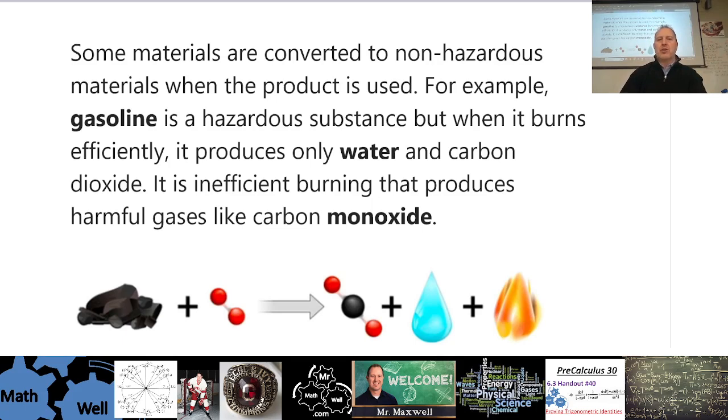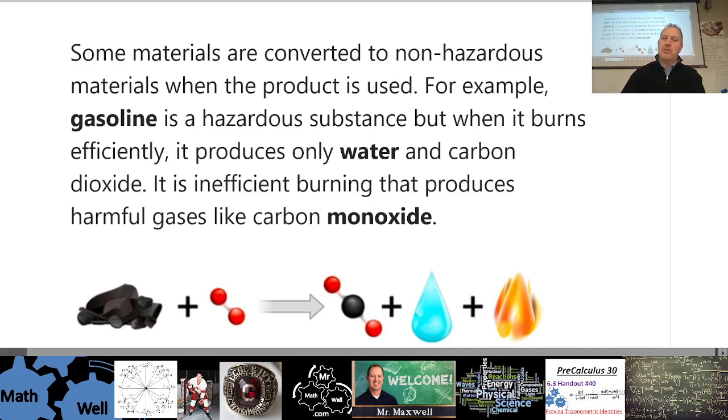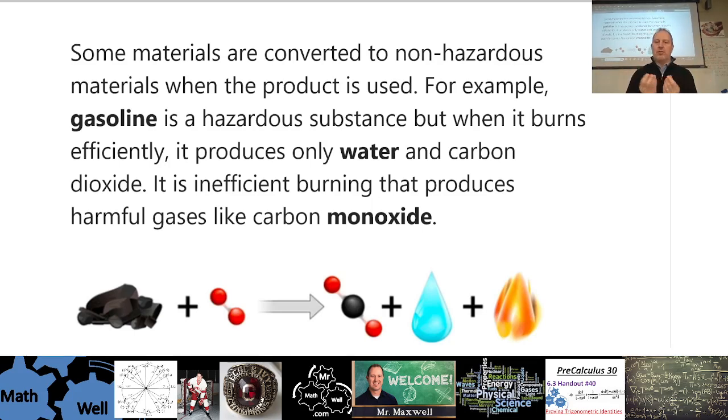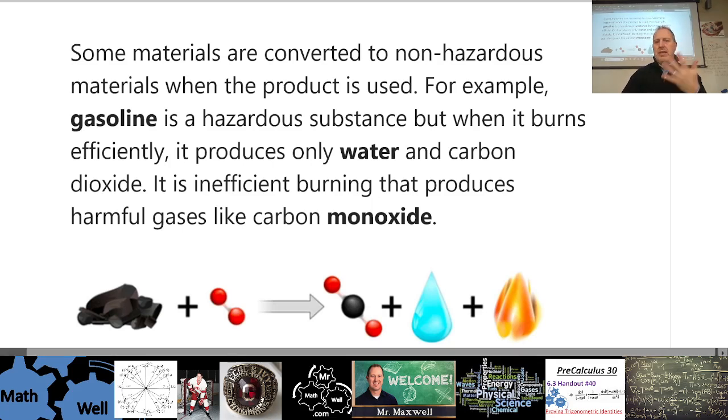Some materials are converted to non-hazardous materials when the product is used. For example, gasoline, a hazardous substance. But if it were to burn completely efficiently, with no partially burned products left over, then it really only produces heat, water, and carbon dioxide. Now, carbon dioxide is a greenhouse gas, which is part of the reason why fossil fuels being burned produces carbon dioxide into the atmosphere.